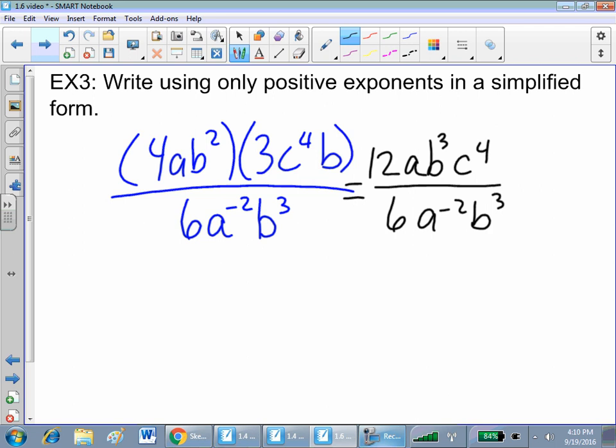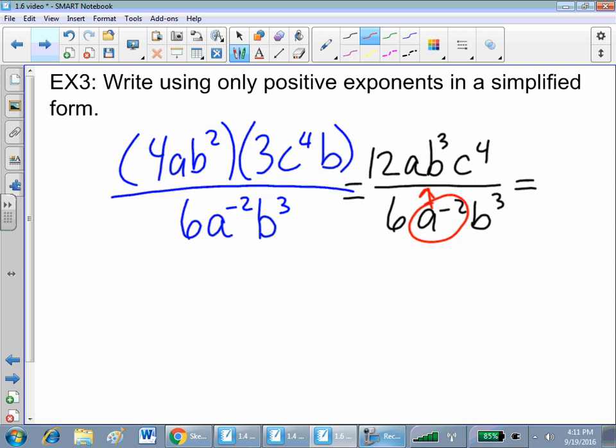Now the next thing I'm going to do, I see a negative exponent. I want to take care of that right away. I don't want to let that linger. So I'm going to move this up to the top. It doesn't mean that I move the other A down to the bottom. That's a common misconception. Only the thing with the negative exponent switches spots.